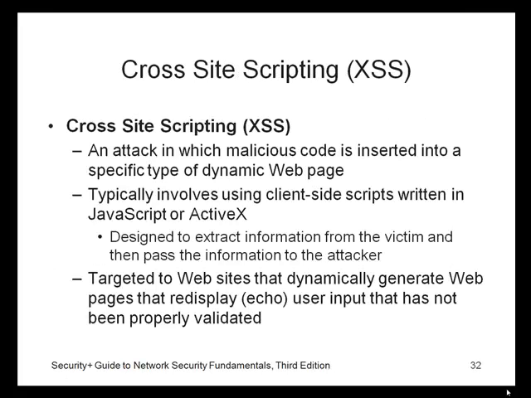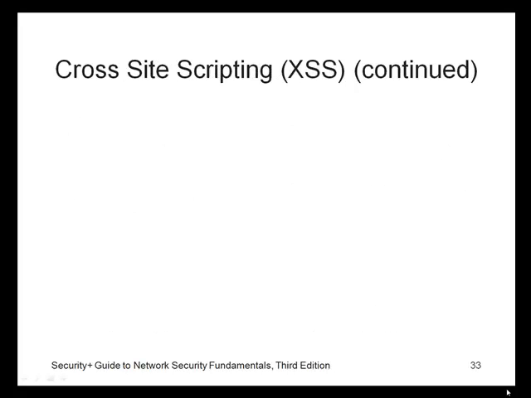Cross-site scripting is an attack where malicious code is inserted into a specific type of dynamic web page. It involves client-side scripts written in Java or ActiveX designed to extract information from a victim and pass the information to the attacker. It targets websites that dynamically generate web pages to redisplay or echo user input that has not been properly validated. All these are things that can be done. Cross-site scripting is one of the things that the new browsers will warn you about. What it's trying to do, again, is steal information from one site and send it to another site.